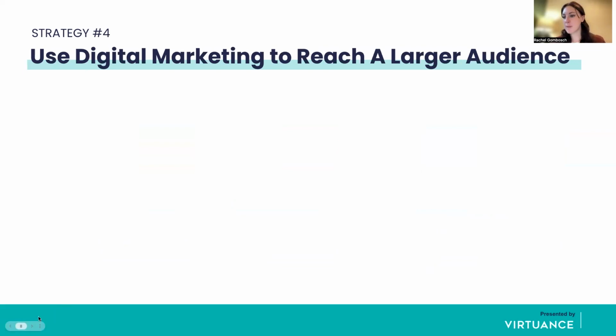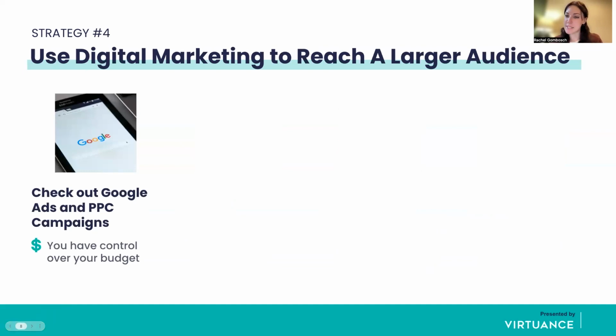So the first thing we're going to talk about is creating Google Ads and PPC campaigns, or pay per click campaigns. So Google Ads and PPC campaigns really just allow you to create targeted ads that appear at the top of search results when people search for relevant keywords. So you only pay when someone clicks on your ad. That's why it's pay per click.